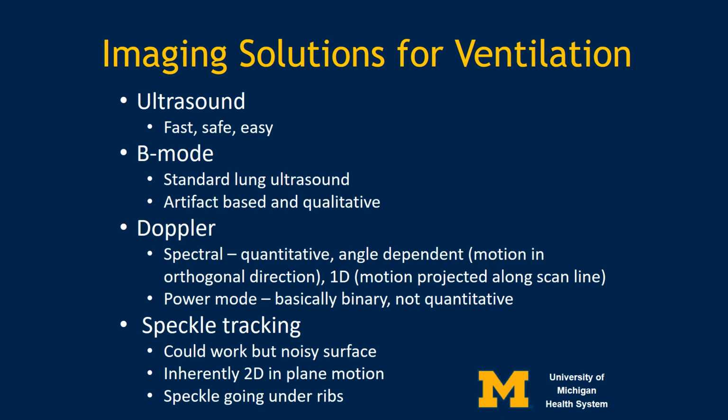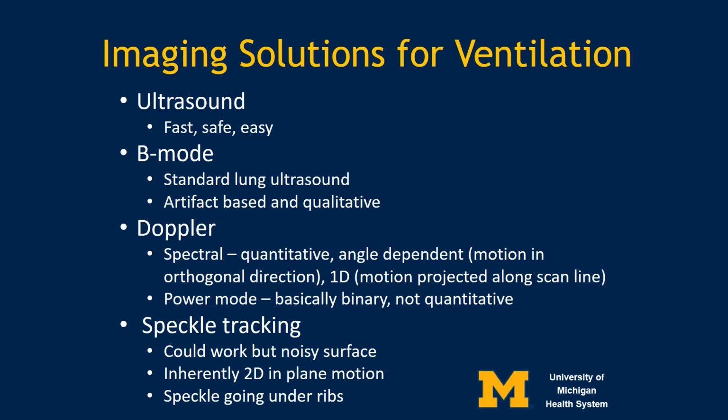Another option would be to use Doppler. Spectral Doppler is quantitative. However, the lung motion would be across the beam in general, so that would mean that there would be basically no Doppler shift. So spectral Doppler has a problem in this regard. Power mode would be another way of doing it. However, power mode is basically binary and wouldn't be quantitative.